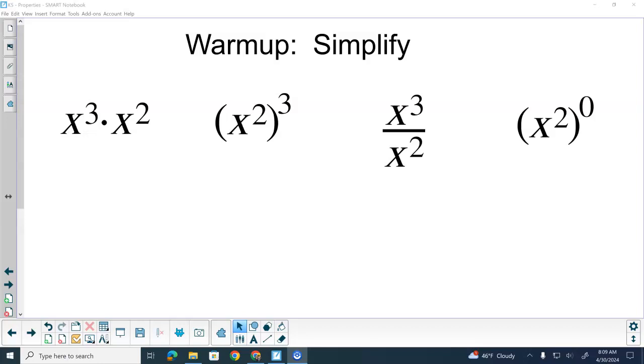What's the base? X. Okay. How many of them are there in total? 5, right? Okay. So that would be x to the 5th power. Yeah, exactly.